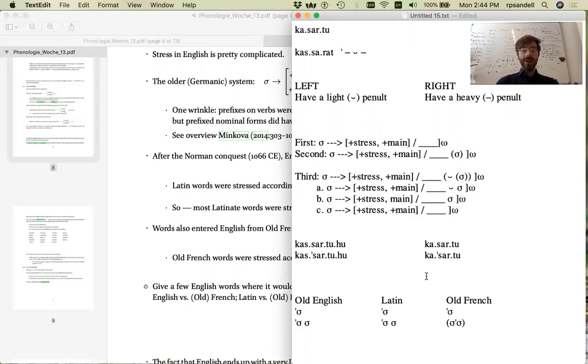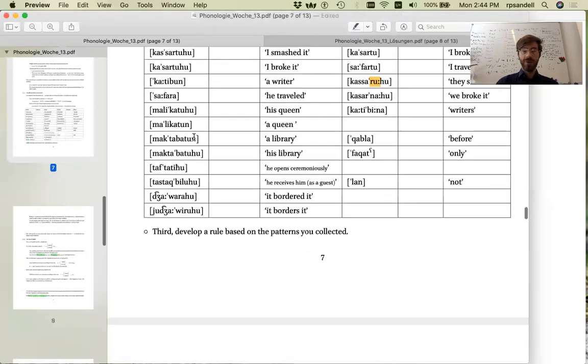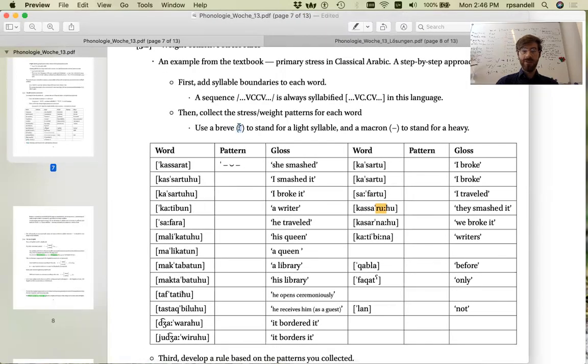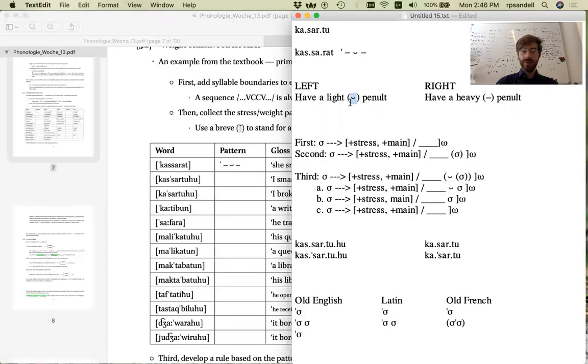Now, in a word with three syllables, if the penult was light, then in both English and in Latin, the stress pattern would have been the same. Again, in Old French, this would have been different because the final syllable would have received stress.